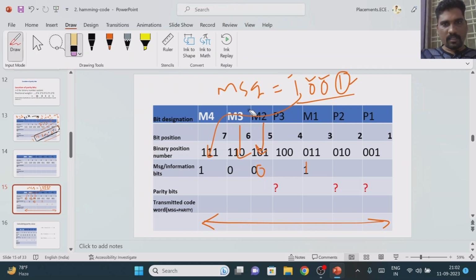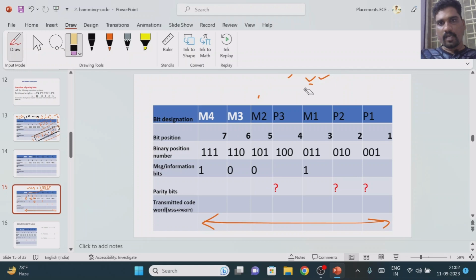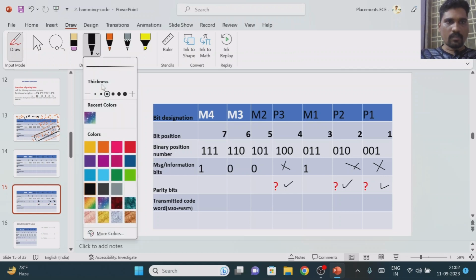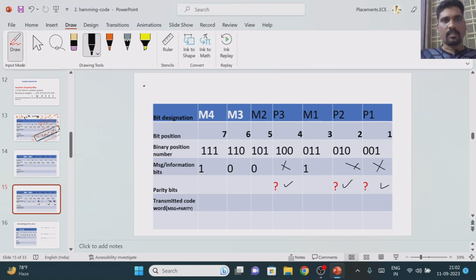So we have placed the message bit values successfully, because in the given question itself we have the message bit values. We know that the message bit values are 1, 0, 0, 1. Now what about the parity bit values? We don't know this value at this point of time, and this we need to find out. So this question mark represents that at this point I don't know the P1 value, the P2 value, or the P3 value.